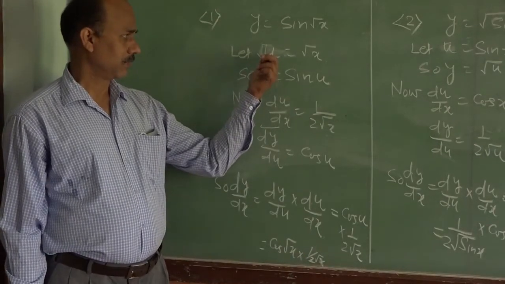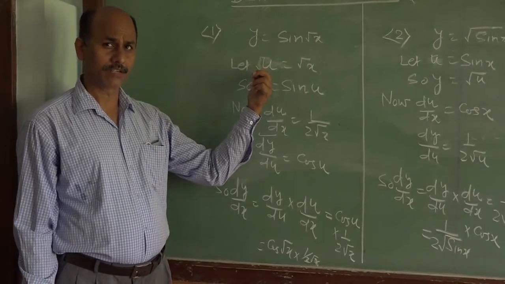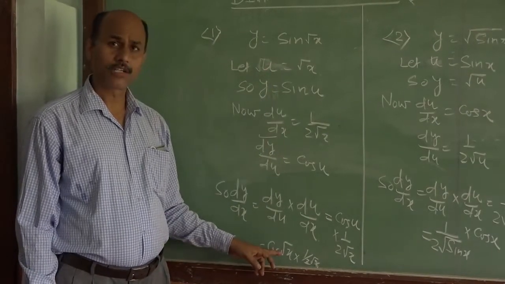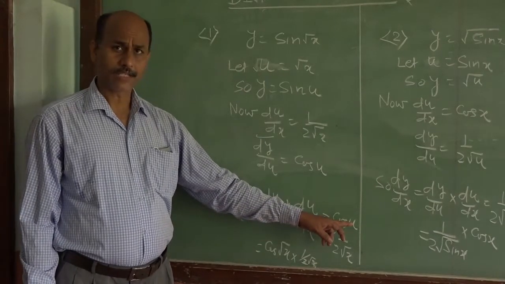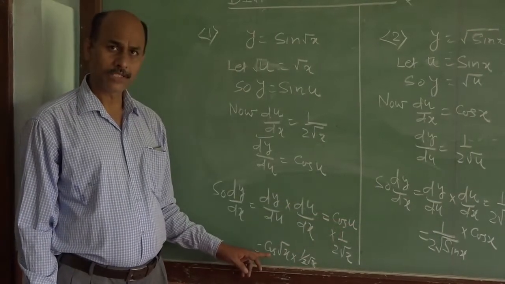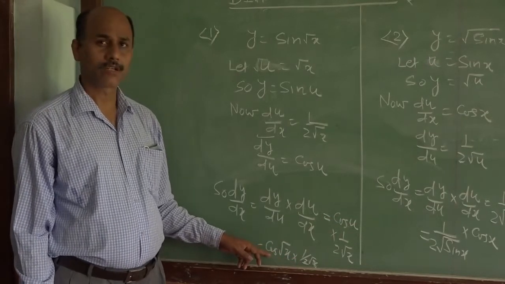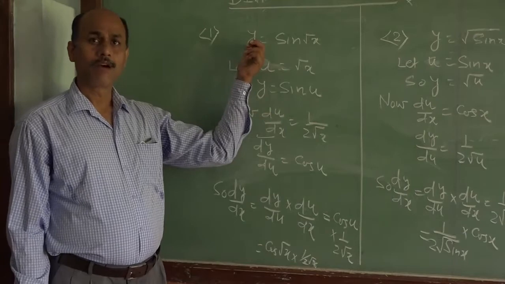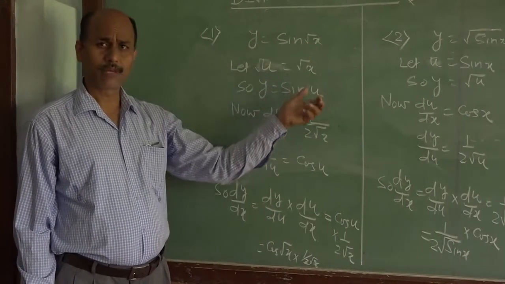Understand that this u we have inserted from our side, we have imagined that one, so in your final answer that u should not be. So that's why you have to replace at last the value of u. So I have replaced it, after replacing this is the value you got. So that will be the differentiation of this function where more than one function is given to you. So your thinking should be in that way.